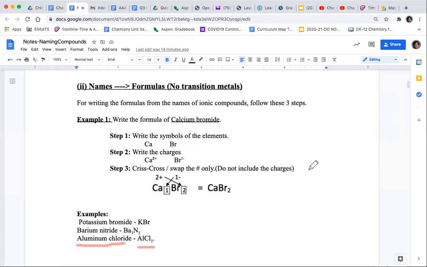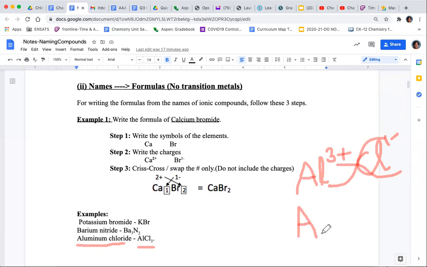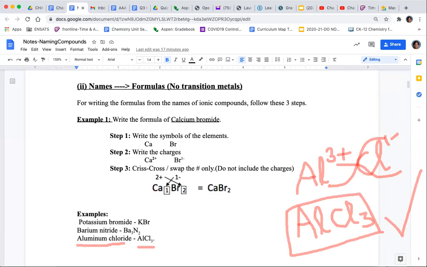Okay, now it's time to check. Have you done the same thing? You can check your answer for aluminum chloride. The charge for aluminum is 3 plus. The charge for chloride is 1 minus. When you crisscross the numbers, you get aluminum 1, so you don't have to write the 1, we know that. Then 3 comes after chloride. Did you get the same answer? Big thumbs up, put a big check mark.